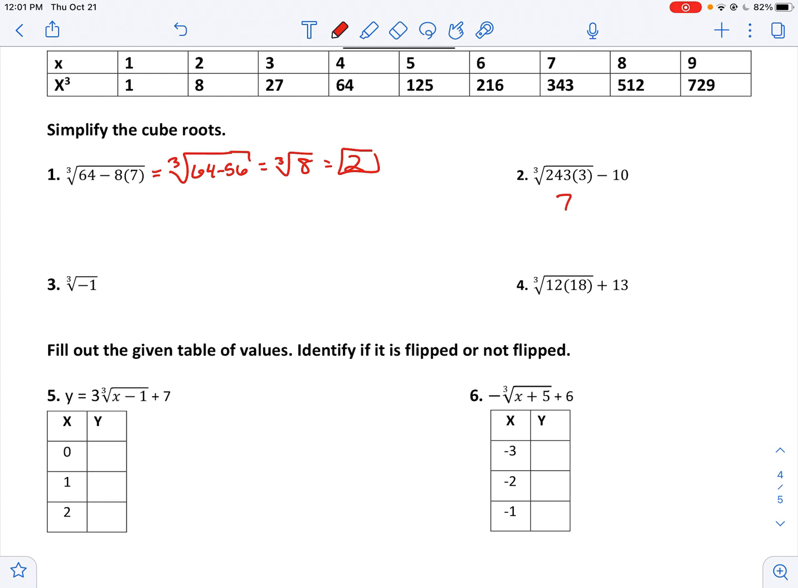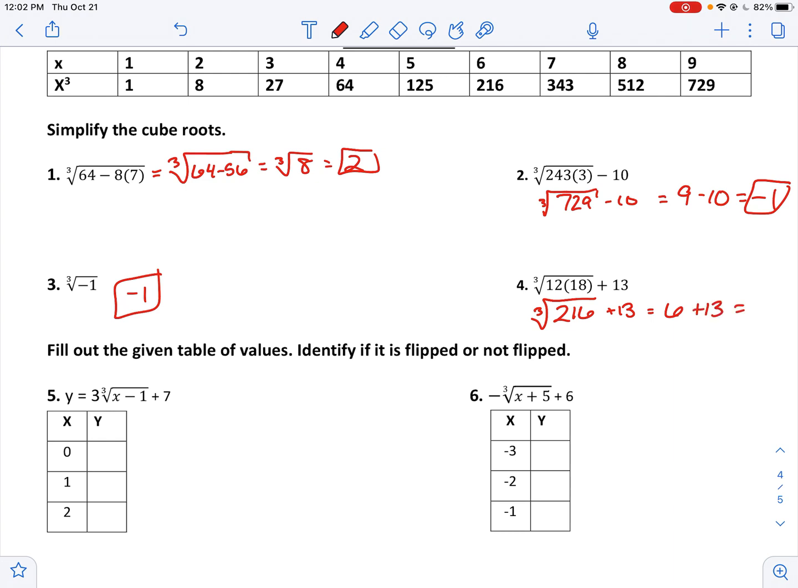This would be 729 minus 10, which would be 9 minus 10, or negative 1. This would just be negative 1. And this would be 12 times 18 is 216, which is 6. Cube root of 216 is 6. Plus 13 is 19.